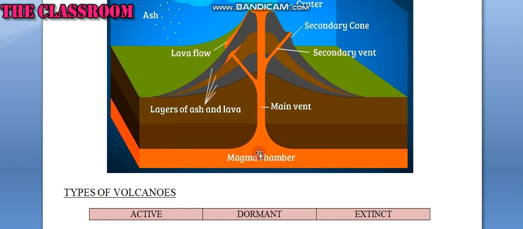Due to the pressure of the earth or some other reasons, the magma may come to the surface, that we are calling as a main vent. While coming out, it may divide into secondary cone or secondary vent like this. When this magma comes out, we are calling it as a lava. The place, the opening is like a bowl, we are calling it as a crater. When the lava comes out, it changes into ash and fire liquid.